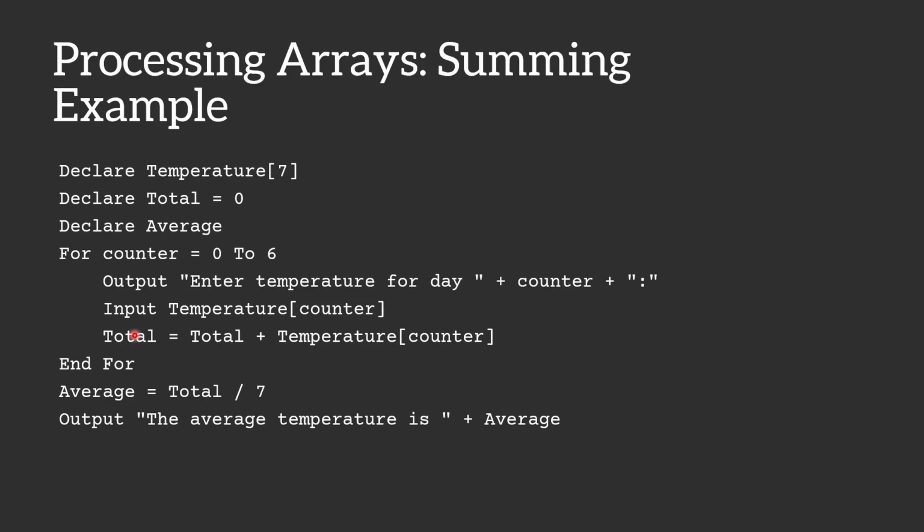After the loop finishes, we're going to divide it by 7 so that we can what? Get the average. And then finally, we're going to display the result. Now notice that we only needed one loop and one variable name for all 7 values. And again, that's the power of the array. We only need one variable name here.